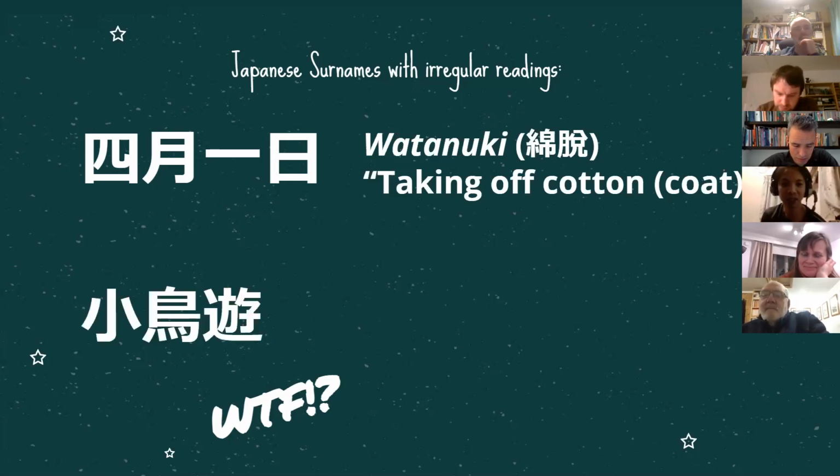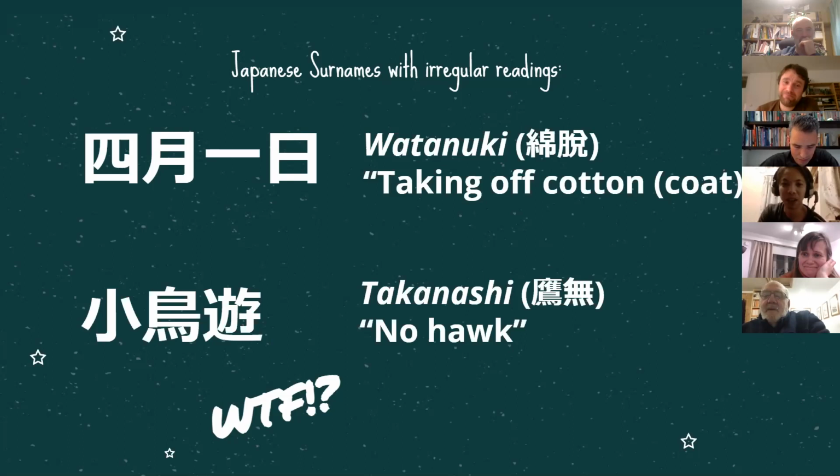And the second one means small bird playing. Kotori ga asobimasu. Small bird playing. So how do you read this? It's Takanashi, which means no hawk. So the logic is like this: a hawk is a predator that preys on small birds, and no hawk means no predator. So the small birds can come out and play.